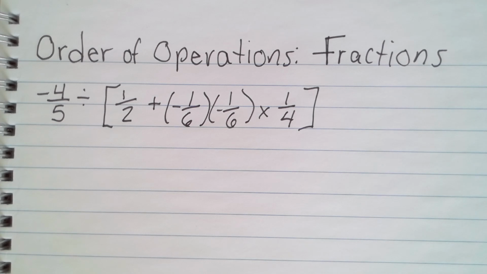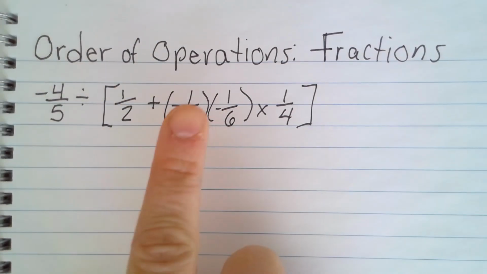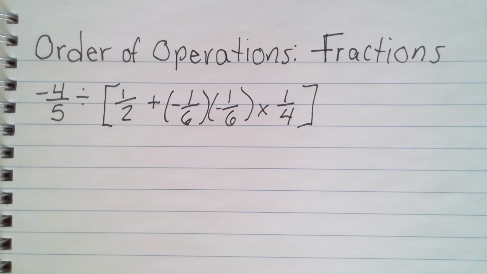So when I'm looking at a question like this, first and foremost, I need to determine what is the first thing I need to do. So I'm going to start with my brackets. Inside my brackets, there are 3 operations. I have this addition, this multiplication, and this multiplication. When you have brackets, you need to do order of operations inside of your brackets as well.